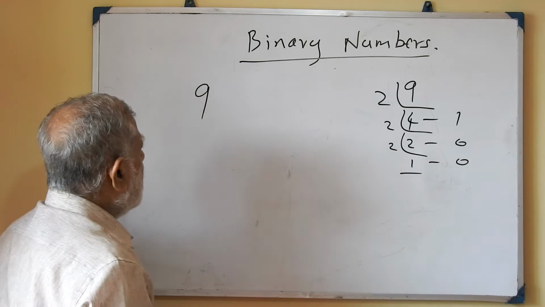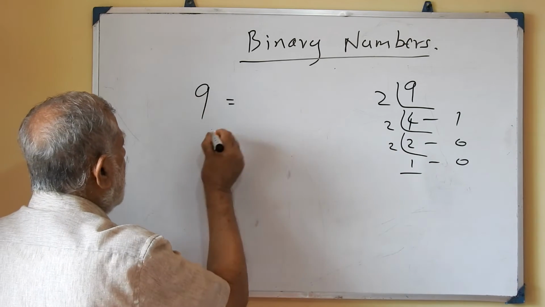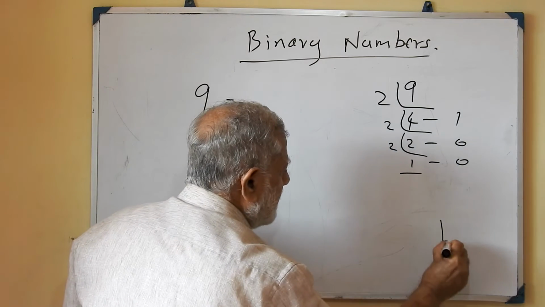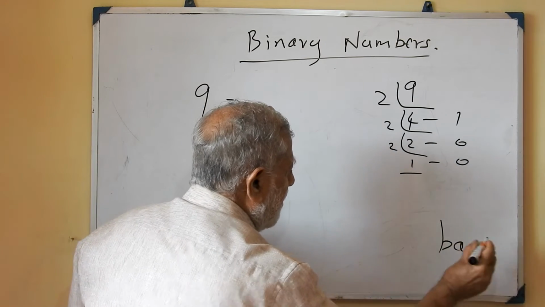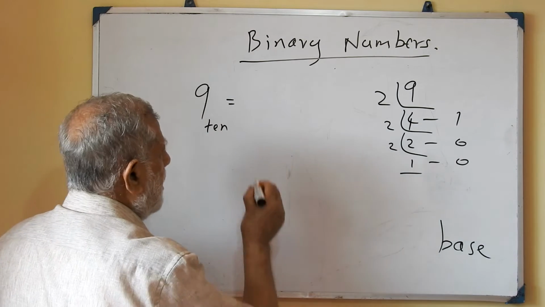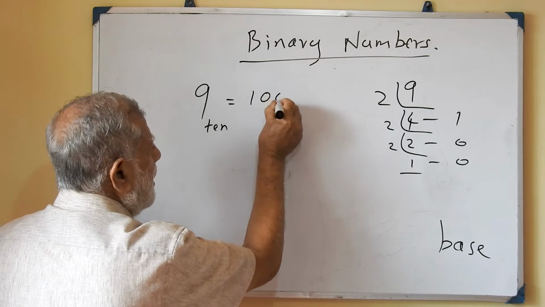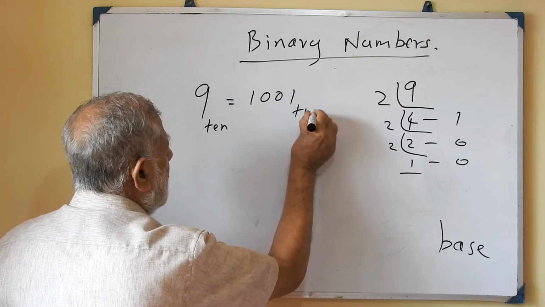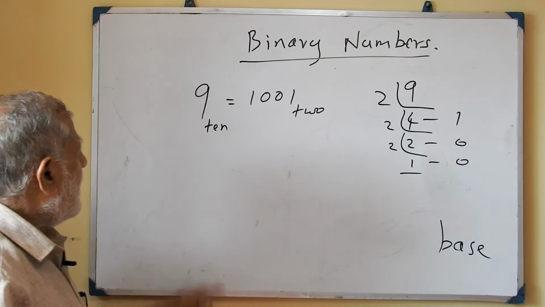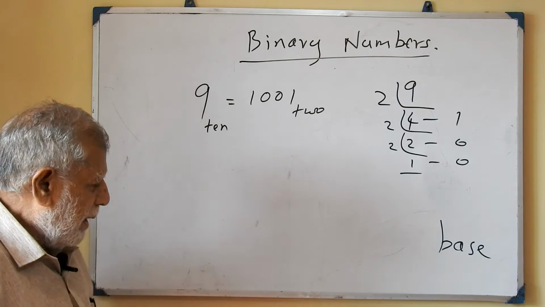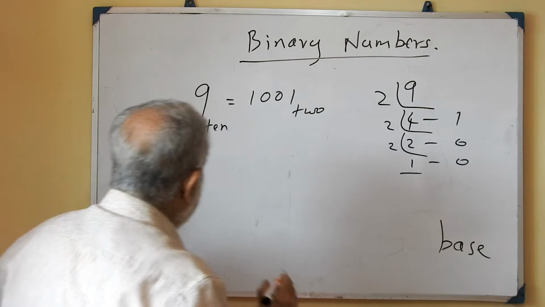So, 9 base 10. We call it base 10. Base 10 means decimal numbers. So 9 base 10 is equal to 1001, starting from here, 1001 base 2. So 9 is equal to 1001 base 2. We will take another example.